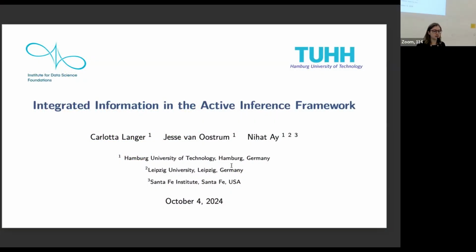So as Niha teased this morning, this is a combination of active inference and integrated information theory that I've done together with Jesse van Oostrom and Nihat Ay, and we're situated at the Institute for Data Science Foundations at the Hamburg University of Technology.